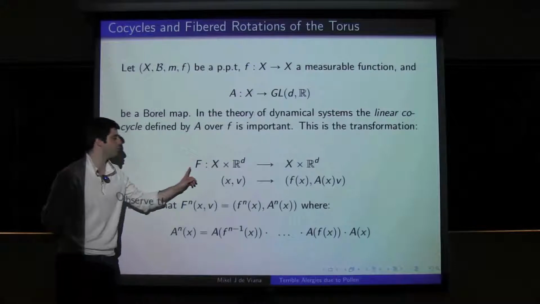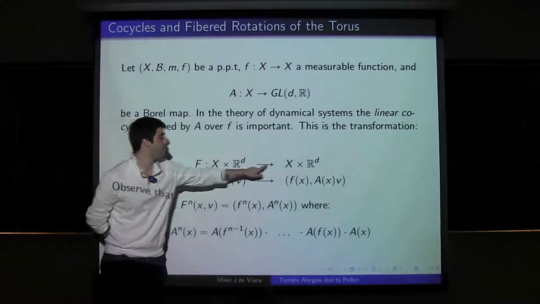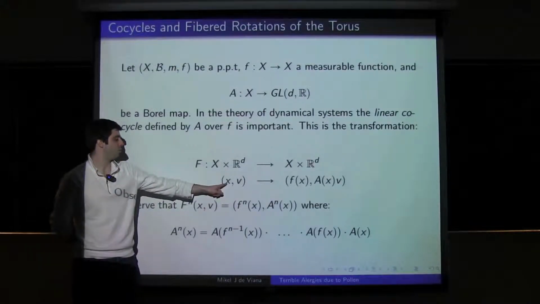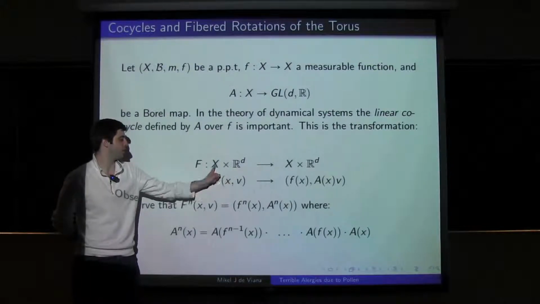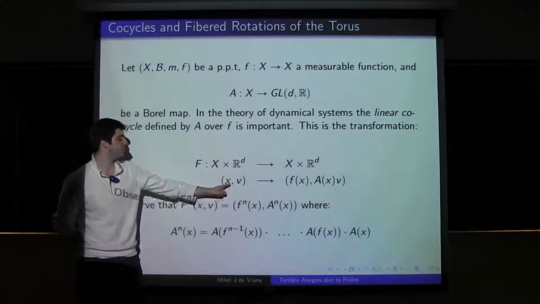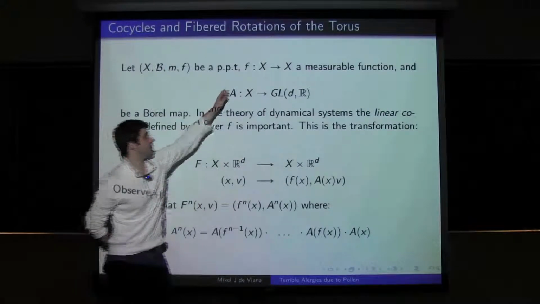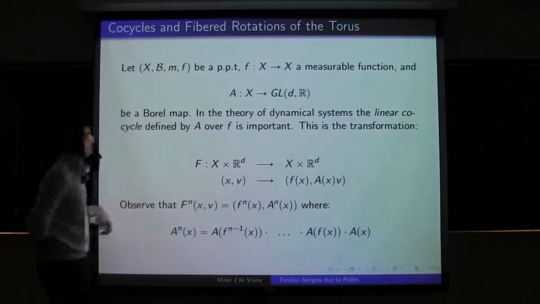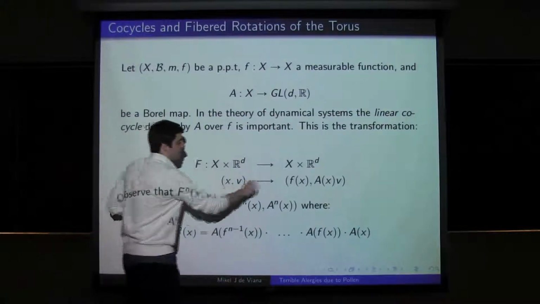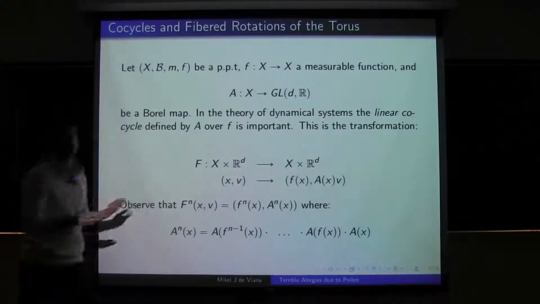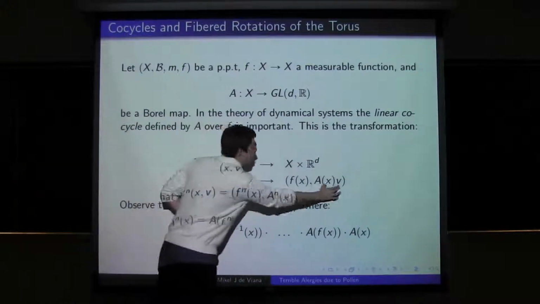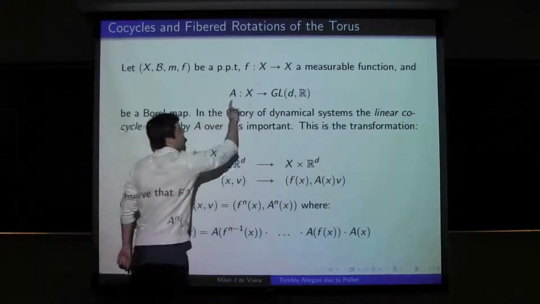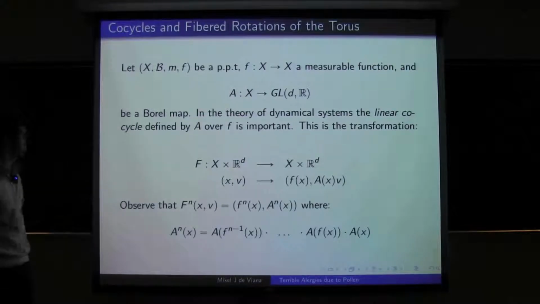In the theory of dynamical systems, these objects that are called linear cocycles are very important. These are functions that go from the manifold times R^d to itself. The system is defined so that for any point (x, v) in the product, you take a point in the manifold and a vector v, and you send it to (f(x), A(x)v), where f is the measurable transformation and v is multiplied by the matrix A(x). So the dynamics in this coordinate is the dynamics of f, but the dynamics in this coordinate is twisted by the map A. It is called a linear cocycle.